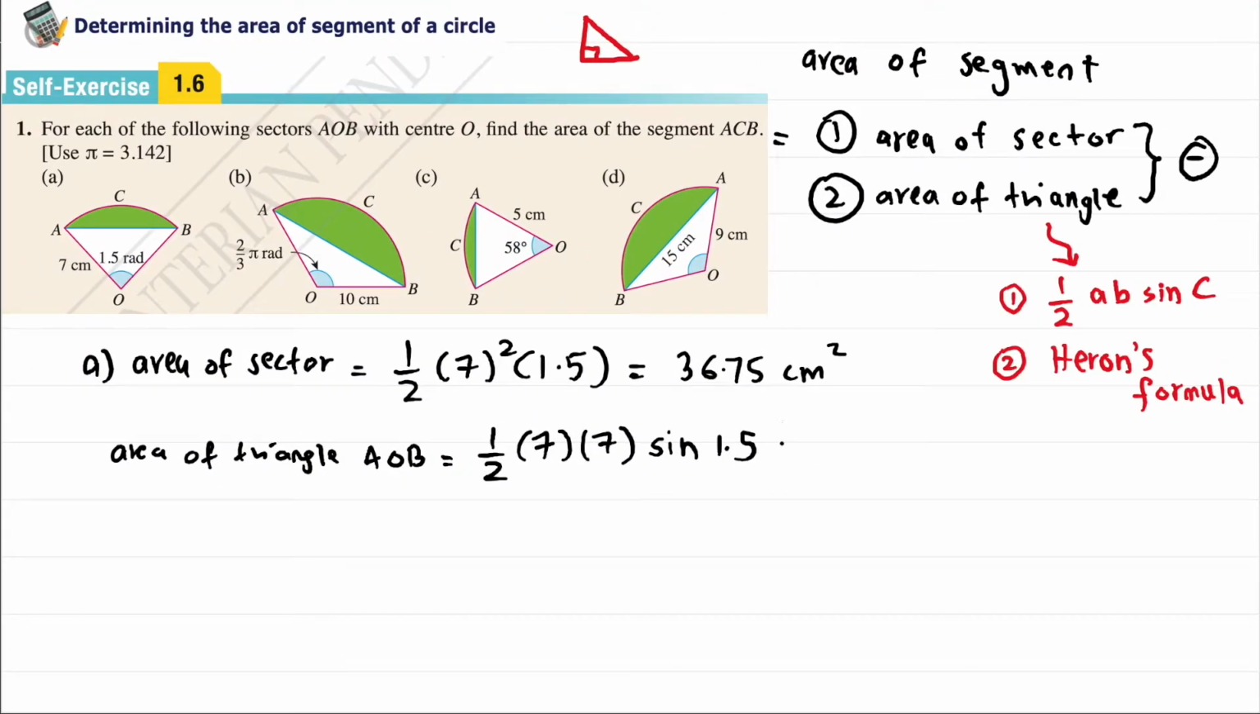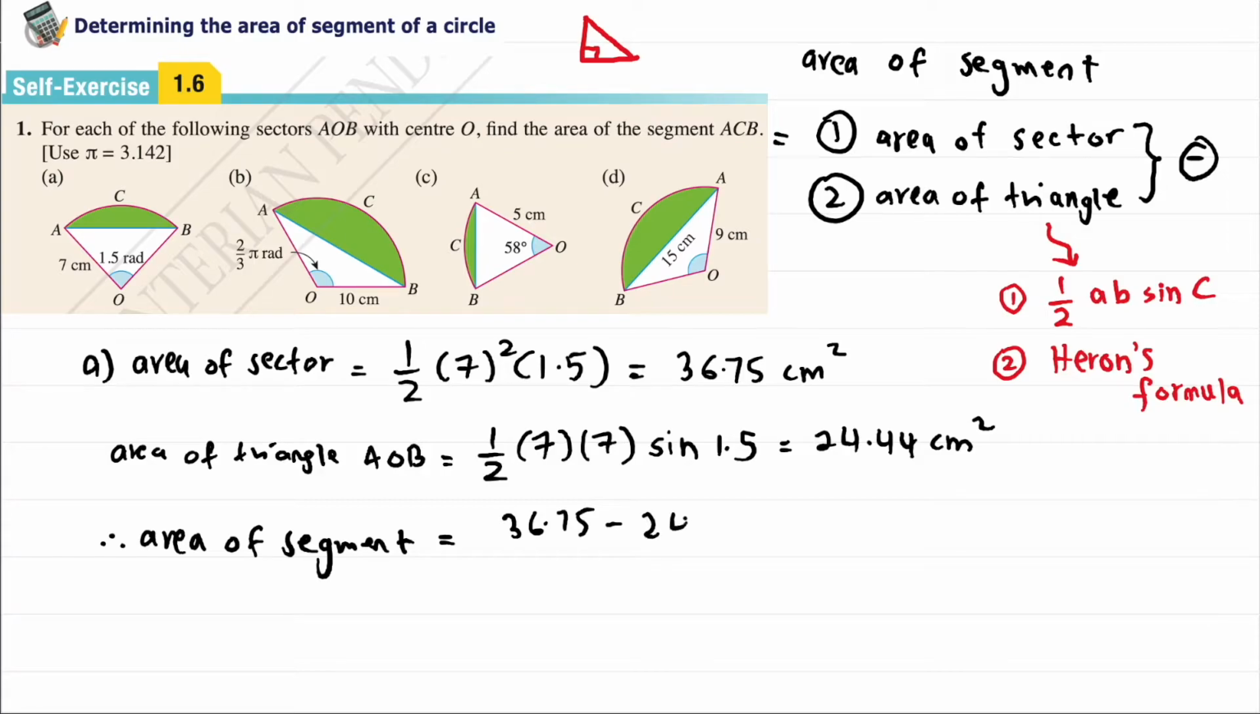This one is equivalent to 24.44 cm square. So, area of segment is equivalent to, you minus. So you minus the area of sector with the area of triangle. 36.75 minus 24.44, then you will get the answer 12.31 cm square.